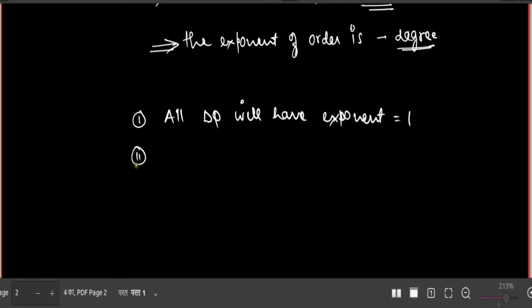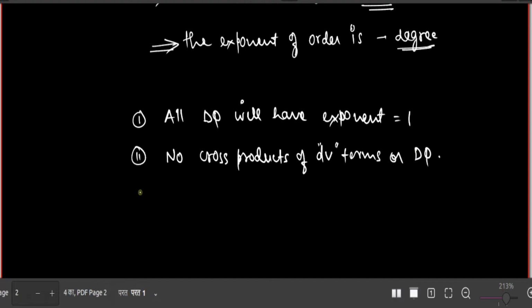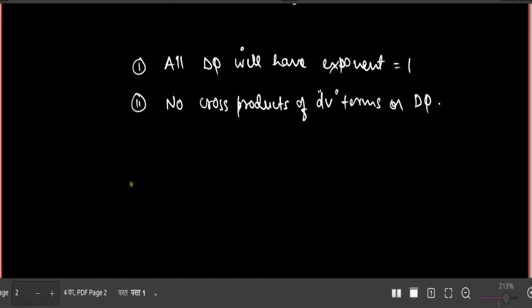Okay, second would be no cross products of dependent variable terms or differential quotients. I'll make you understand each of these points. Okay, so all differential quotients will have exponent 1, so it is very clear. So what is clear is, any differential quotient of this particular form will not have any other power but 1. The power will always be 1. Okay, this is the first condition.